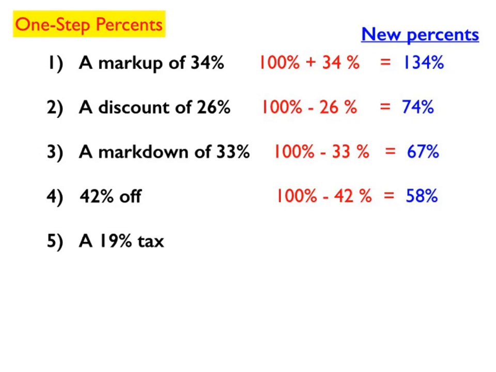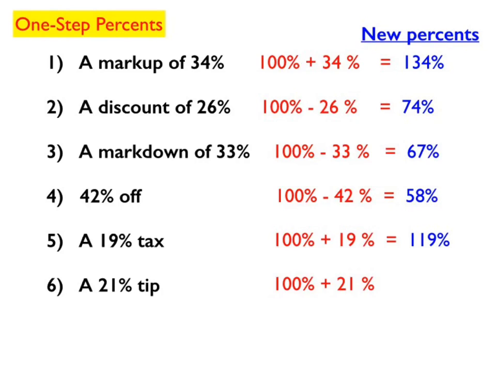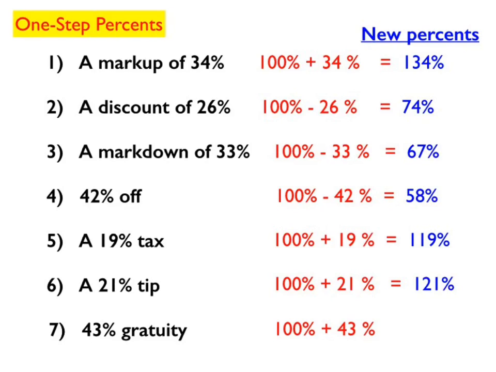A 19% tax, when you pay tax on something, you are paying more. So the price is being moved up. That's 119%. Number 5, a 21% tip. When you're paying someone a tip at a restaurant, you're paying more onto the actual bill. So that's 121%. And remember, we learned last time that gratuity is just another word for tip. Therefore, it should be 143%.